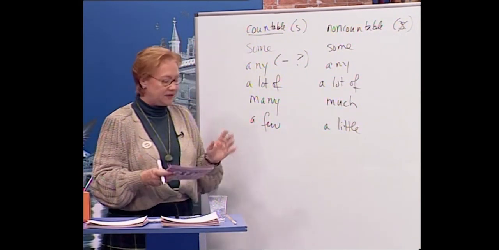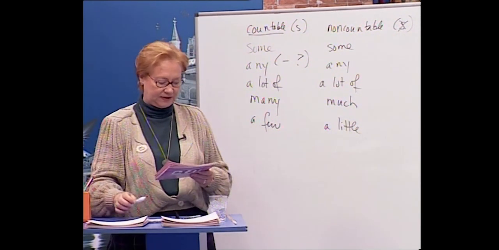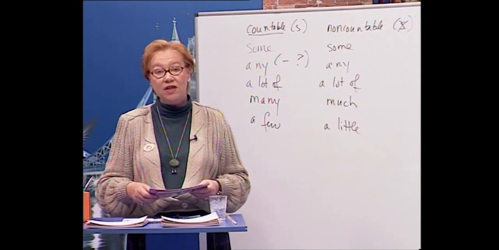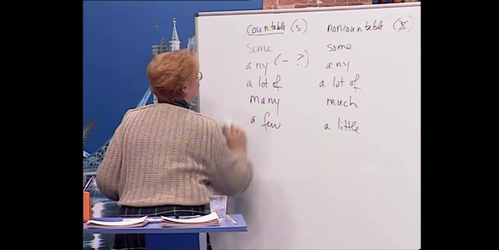Okay? So, if you look at the chart on your screen, here are some examples. So, some apples, some water. And then we can see any apples, any water. Next we have a lot of apples, a lot of water. Now, these two are different. Many, many apples, or much, much water. And then finally we have a few apples, or for non-count, a little water. Now remember that any is used only for questions and negatives, and let's look at some examples.